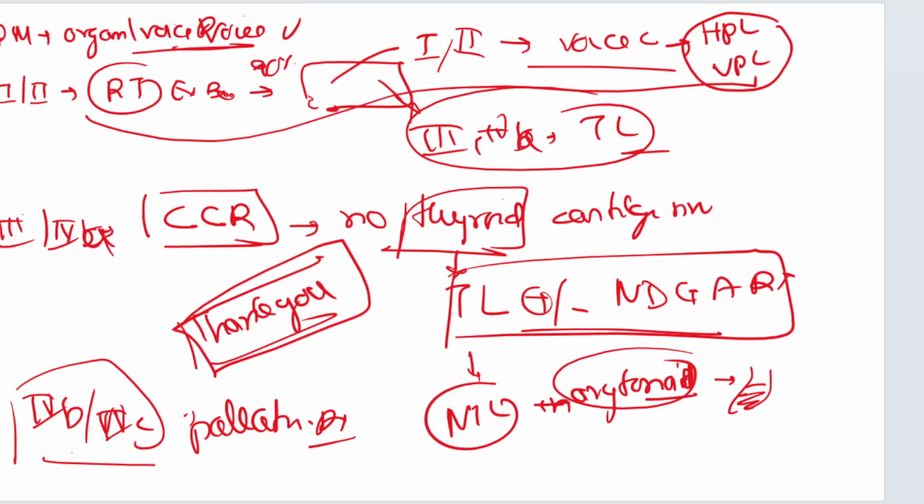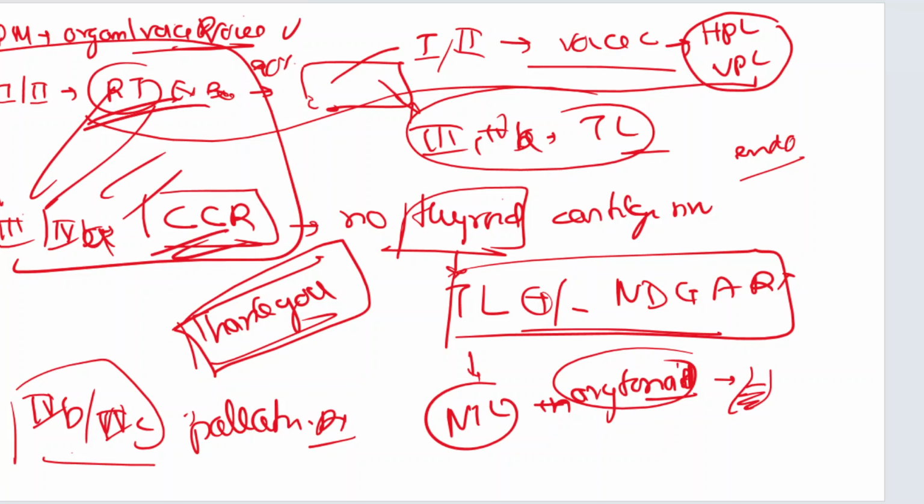Just recap. What is stage 1? What is stage 2? What is stage 3? What is stage 4? Stage 1 and stage 2, what do you do? Stage 3 and stage 4, what do you do? I did not mention endoscopic laser cordectomy. This is the main path, the main highway, right? The radiotherapy and concurrent chemoradiation.